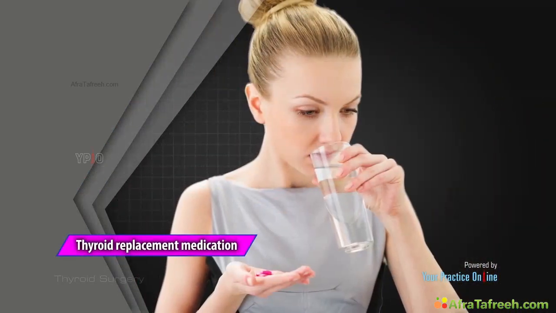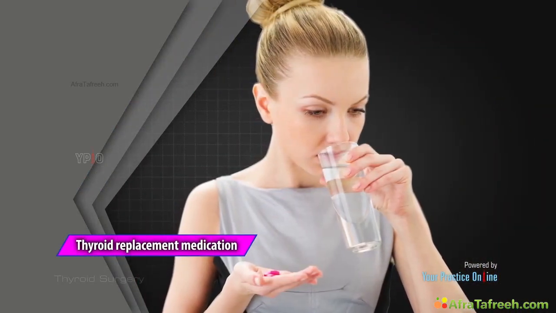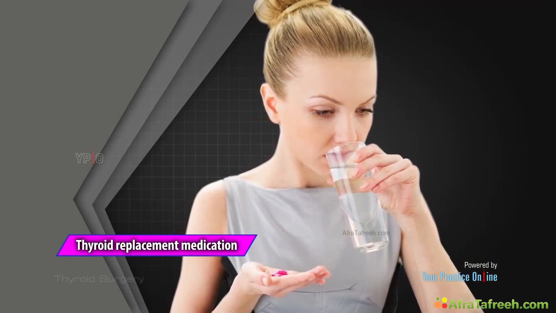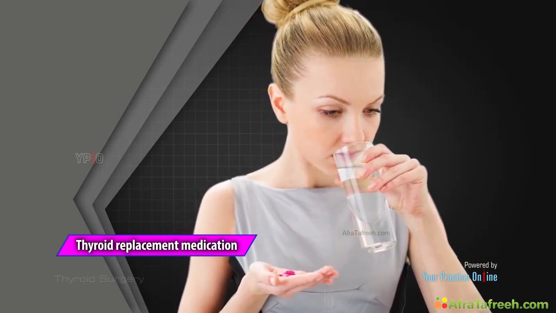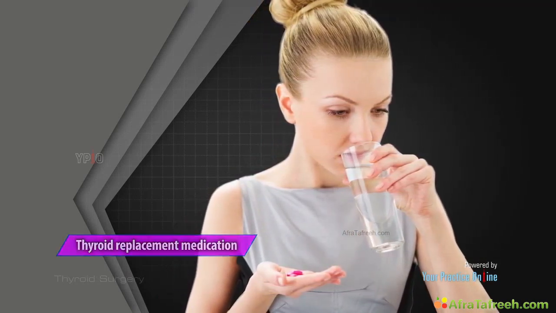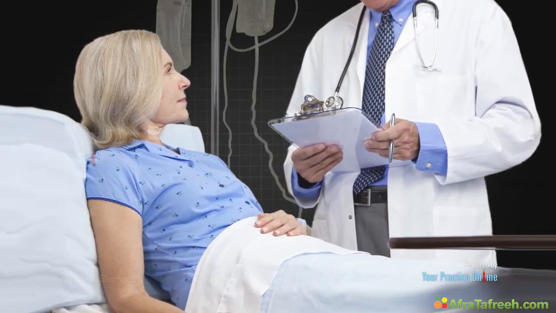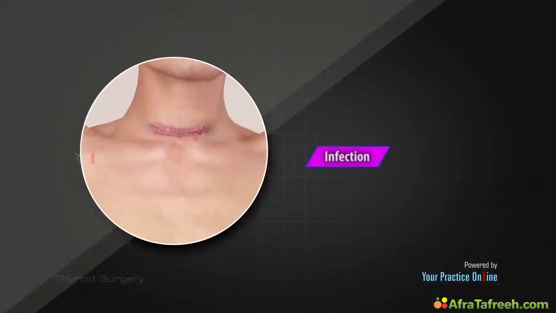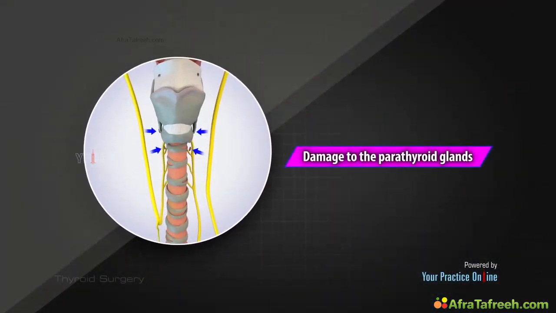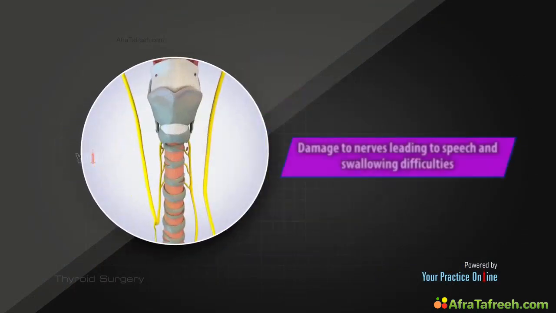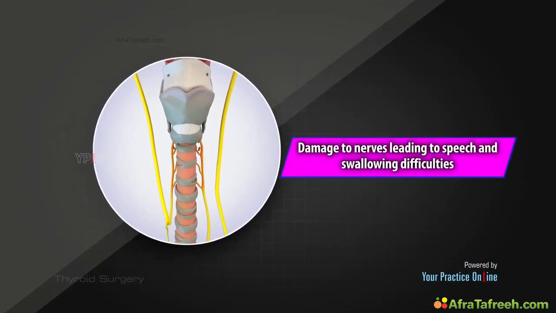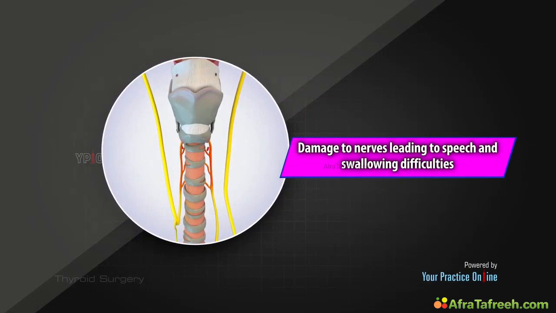Patients who have their entire thyroid gland removed will require thyroid replacement medication for life, and sometimes when just one lobe is removed. Risks and complications. As with all surgical procedures, thyroid surgery may be associated with certain risks and complications, such as bleeding, infection, damage to the parathyroid glands, damage to nerves leading to speech, and swallowing difficulties.